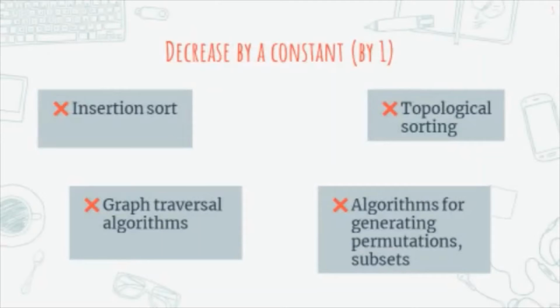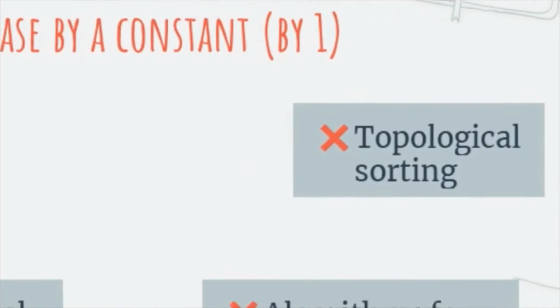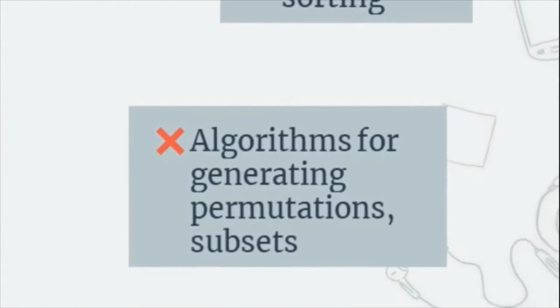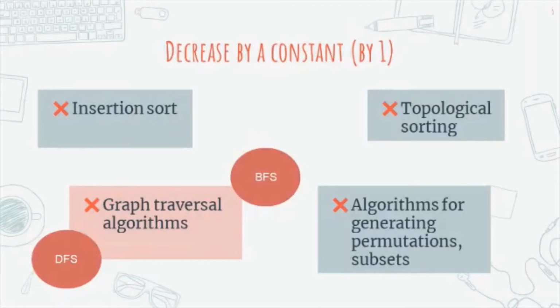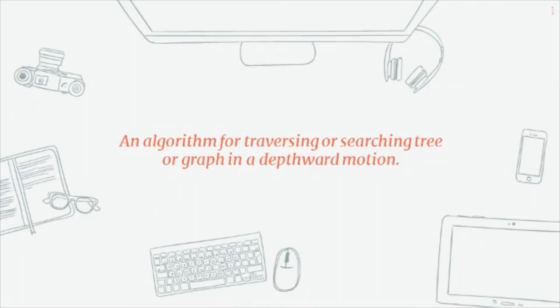There are four types of decrease by a constant, which are insertion sort, topological sorting, graph traversal algorithm, and algorithm for generating permutation and subsets. We choose graph traversal algorithm. There are two common graph traversal algorithms, which are DFS and BFS. We are going to explain more about depth first search, which is known as DFS. DFS is an algorithm for traversing or searching a tree or graph in a depthward motion.